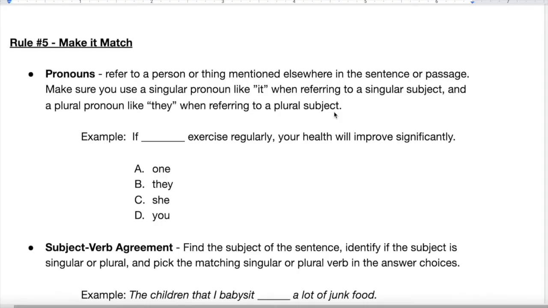Go ahead and read that first rule on pronouns. Refers to a person or thing being mentioned elsewhere in the sentence or passage. Make sure you use a singular pronoun like it when referring to a singular subject, and a plural pronoun like they when referring to a plural subject. Do you know what I mean when I say plural? Like more than one? More than one, yeah. But if it's just one thing, you could use it to refer to the thing, right? I mowed my lawn today. It was really overgrown. It was really bad. Referring to my lawn, that's one thing. I use it.